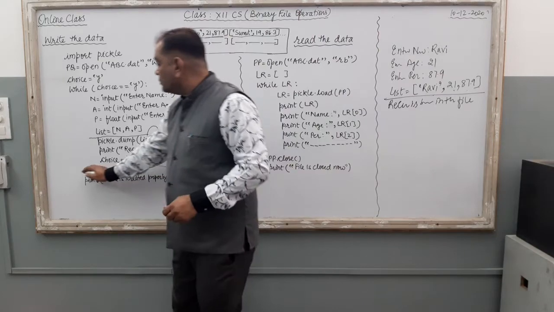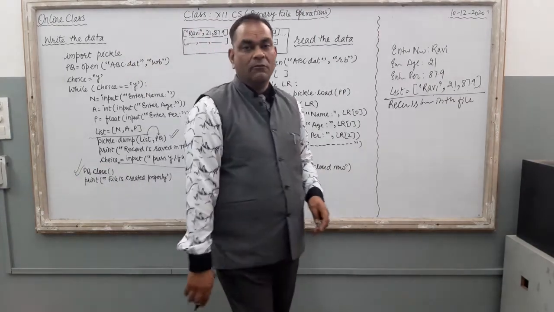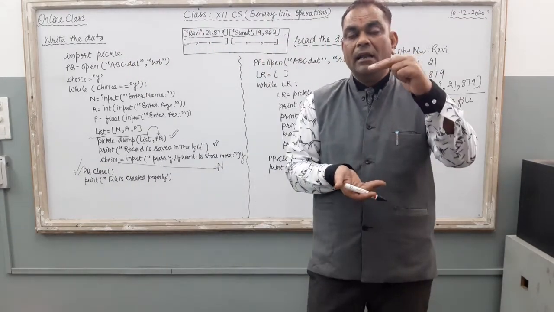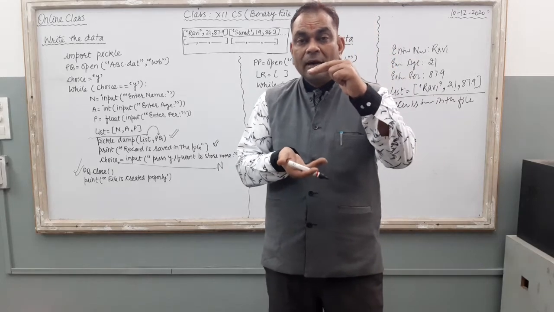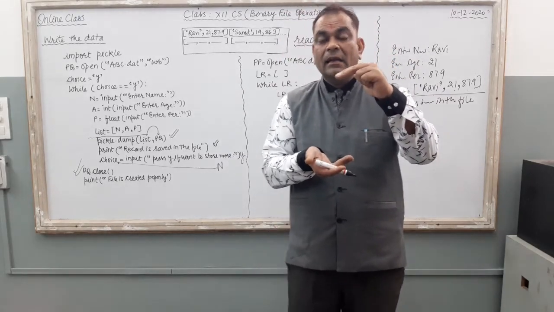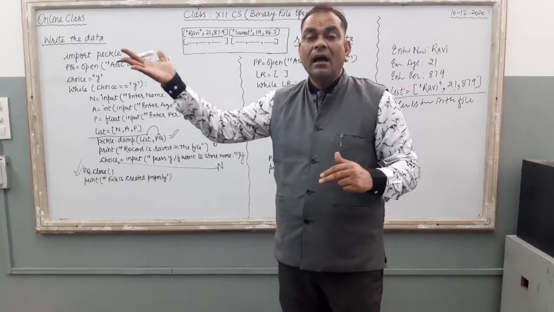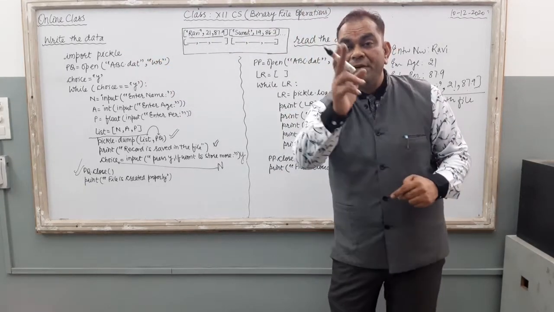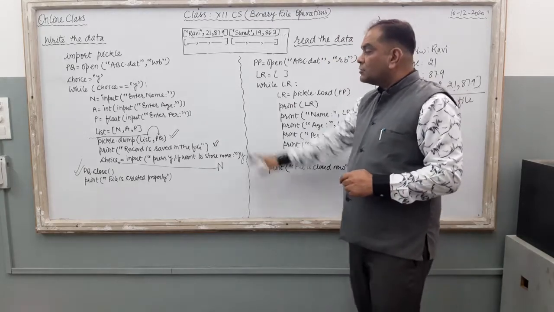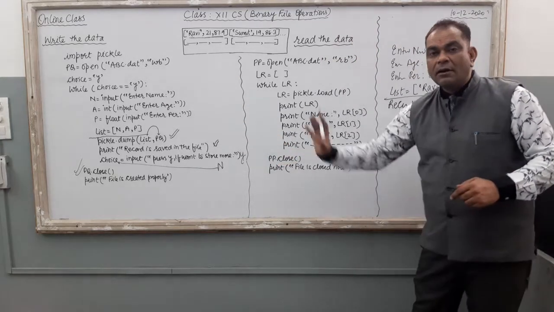And when you are using the PQ.close command, what will happen now? Your students' records are there inside the file handle. The computer is going to write these student records inside the abc.dat file physically. Clear? So this is the write operation.